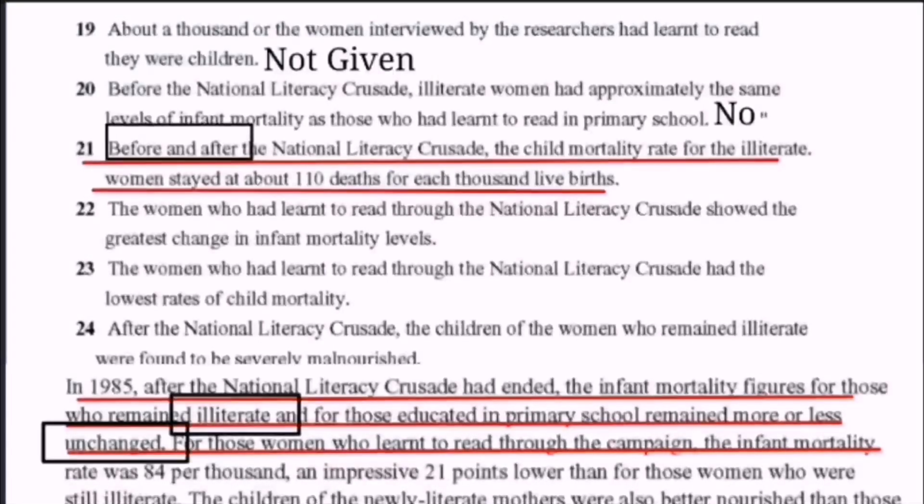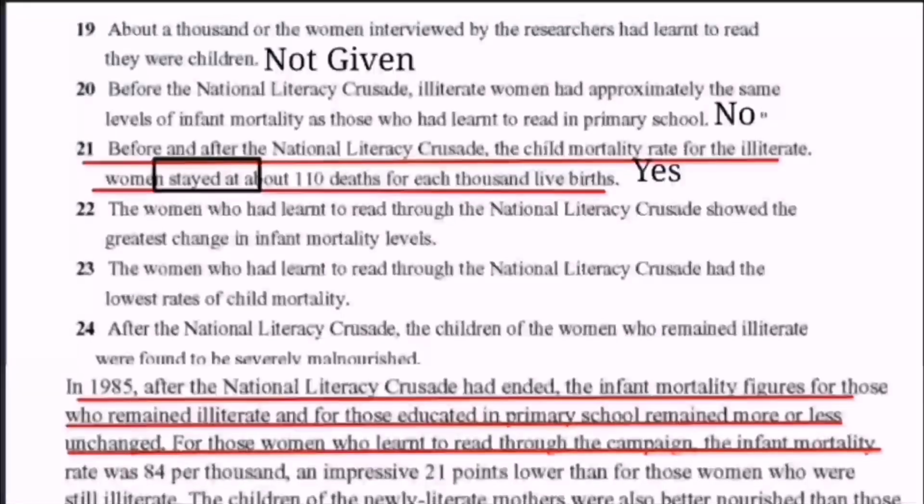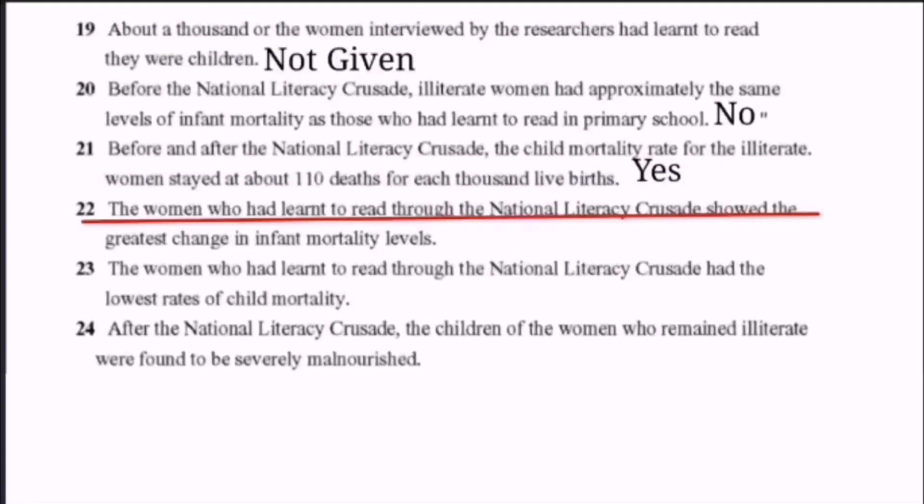So it means that the infant mortality rate for the uneducated women and for the women who had got primary level education remained unchanged. Unchanged means stayed, which is mentioned in the question. So the answer for question number 21 is yes, because the question is before and after the National Literacy Crusade, the child mortality rate for the illiterate women stayed at about 110 deaths for each 1,000 live births. And we have also read in paragraph 6 that the infant mortality rate for the illiterate women remained unchanged.